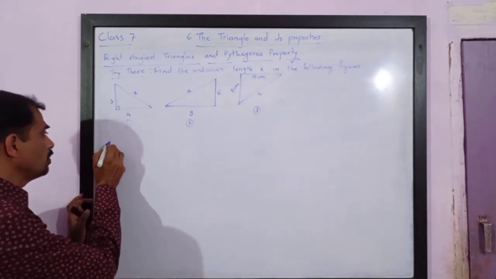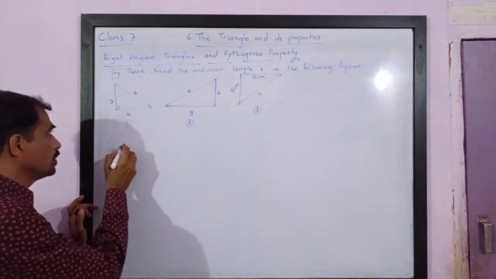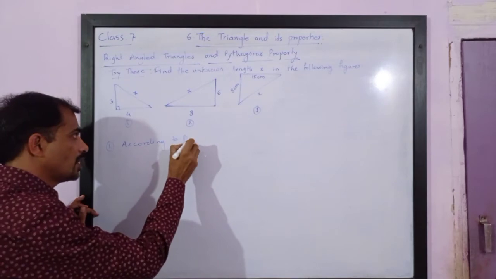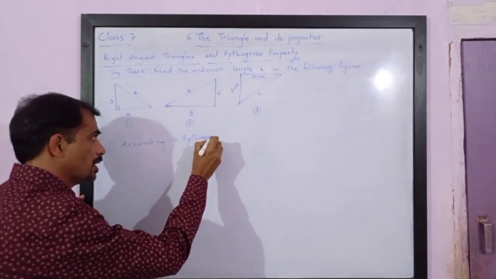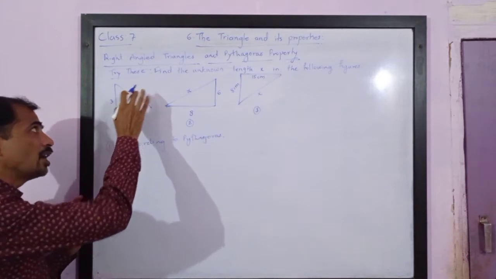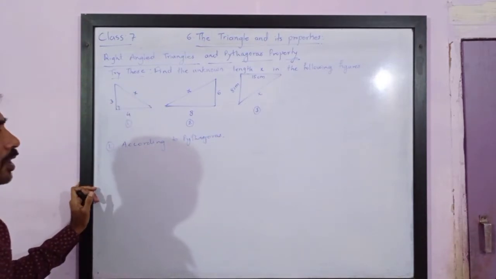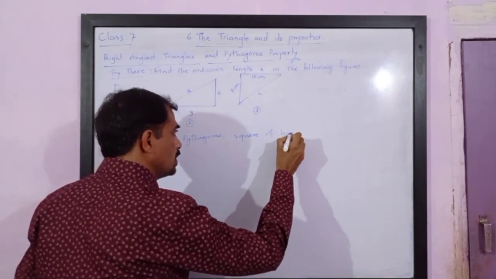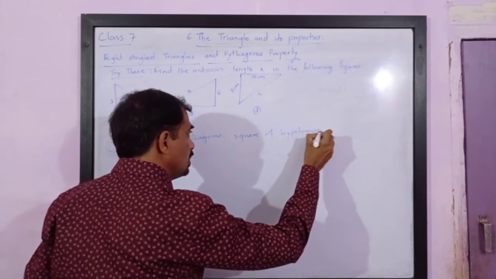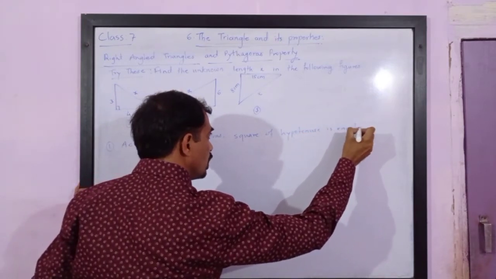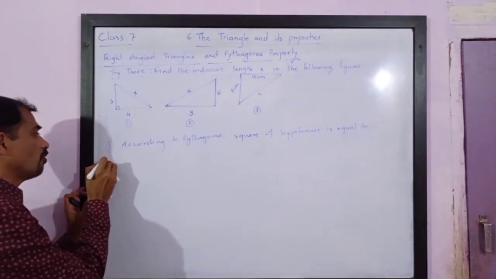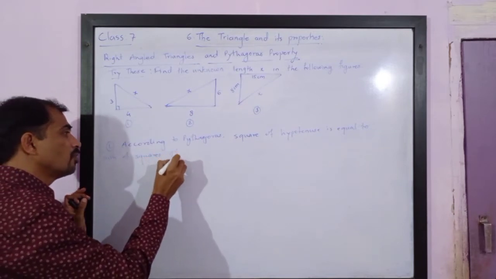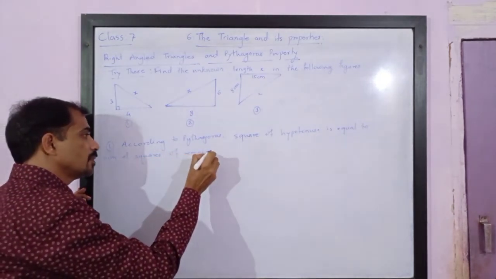So in the first figure, according to Pythagoras, we have studied one statement, and the statement says: the side opposite to the right angle is called the hypotenuse. The square of the hypotenuse is equal to the sum of the squares of the remaining sides.